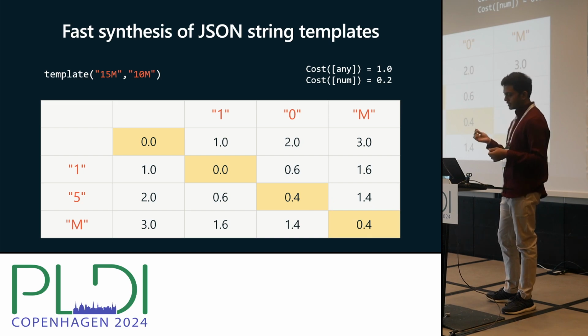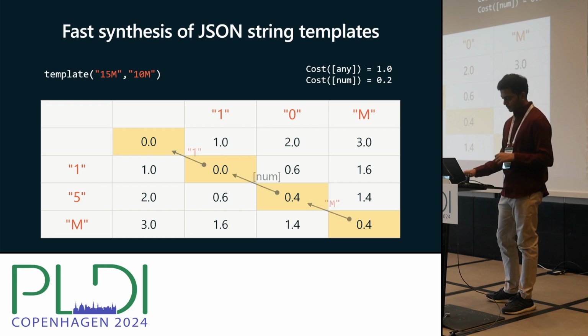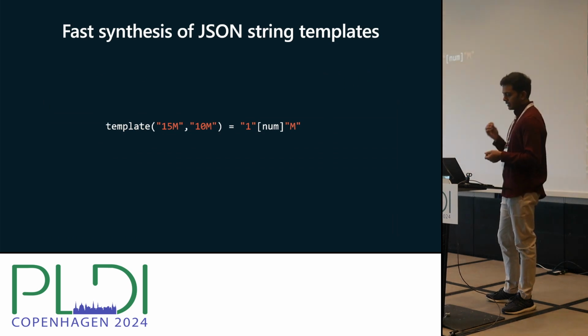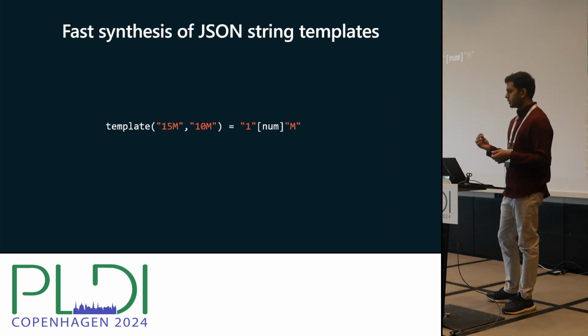Now, we can retrace the table from the bottom right corner to the top left corner and identify the lowest cost case at each step. We can retrieve the lowest cost pattern, which in this case is 1 followed by a number token followed by M.